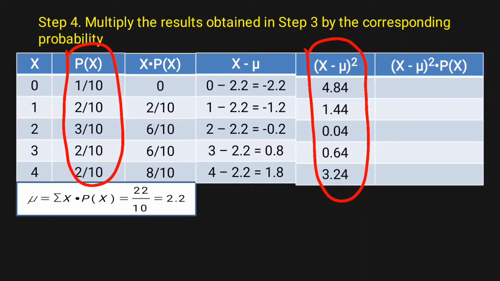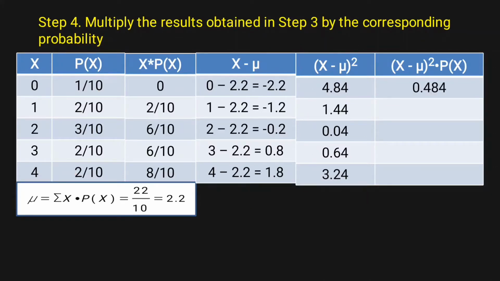So, yung p of x, pwede muna nating i-convert siya as decimal. So, 1 over 10, that is 0.10. So, divide muna natin. 1 divided by 10 is 0.10 times 4.84. Okay? So, the answer is 0.484. So, next, we have 2 over 10, 0.2, multiplied by 1.44 equals 0.288.